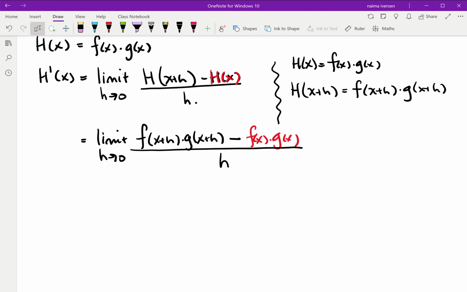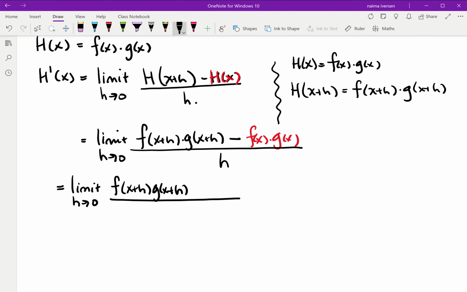But this is where the secret comes in. And if you don't know the secret, the next step is kind of difficult. So what I'm going to do is show you the secret to this and then show you how we would proceed with this proof. So the secret is that you have to add and subtract something in the middle of this function. So right along the top of this thing, I'm going to subtract and then add. I'm going to subtract f of x times g of x plus h, and I'm going to add f of x times g of x plus h.